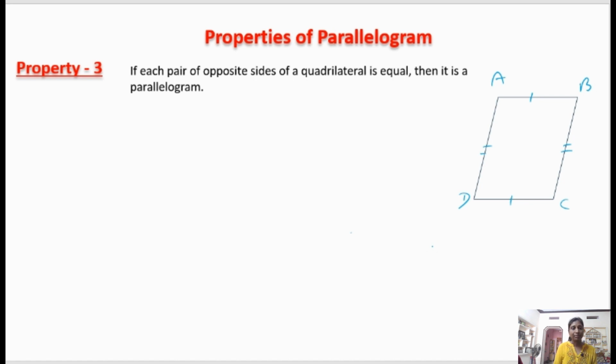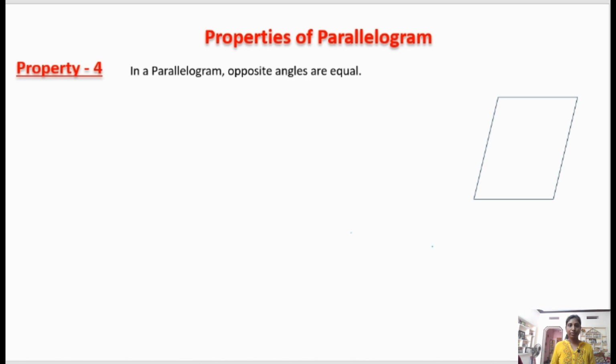So property number 4, in a parallelogram opposite angles are equal. Suppose ABCD is a parallelogram. This property says that in a parallelogram opposite angles are equal. It means angle A is equal to angle C and angle B is equal to angle D. Clear? Now let's move to the next property.